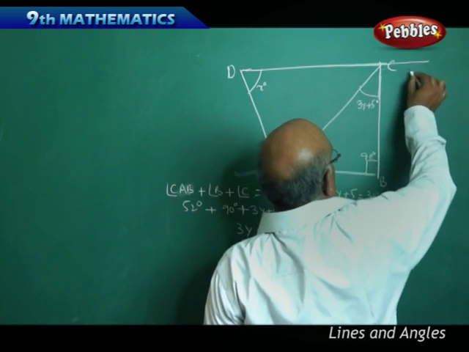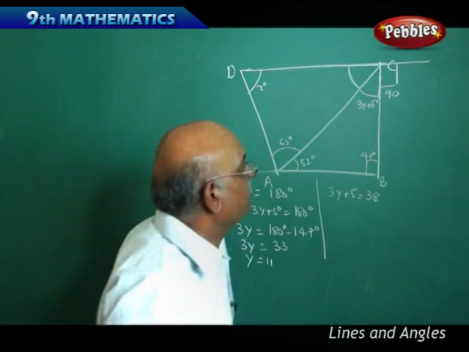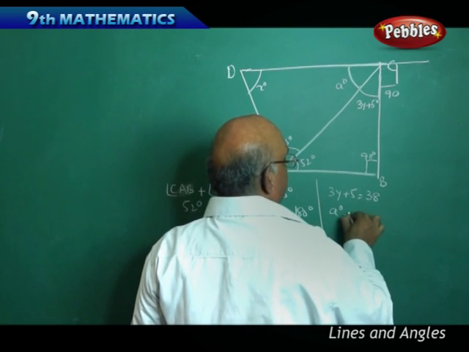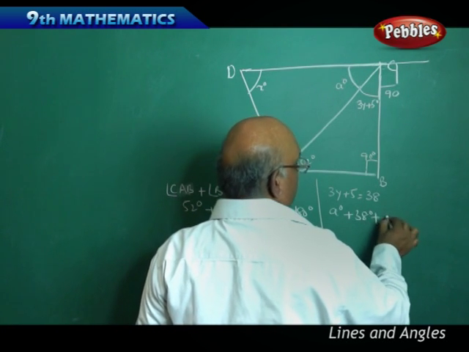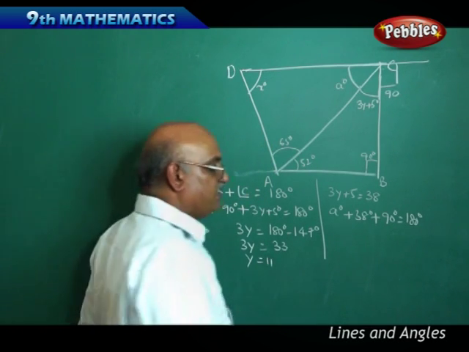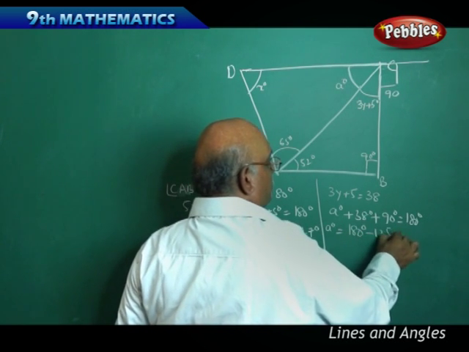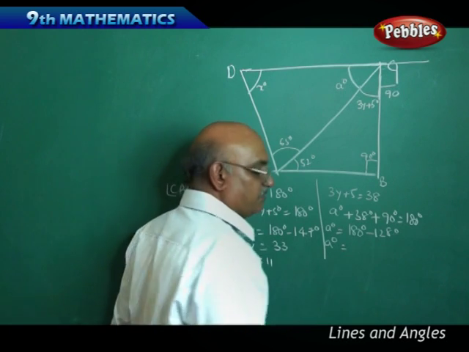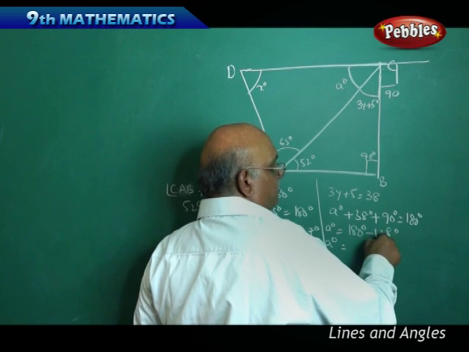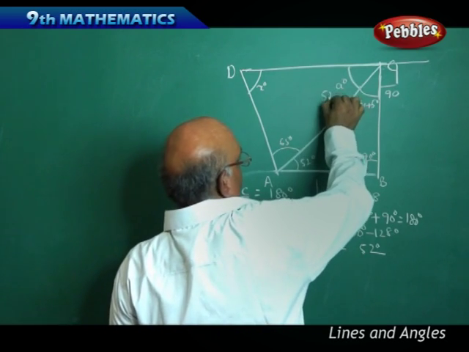Now, if you see carefully, this is 90 degrees. We don't know what this angle is. Therefore, here we are going to get A degrees plus 38 plus 90 degrees is equal to 180 degrees, since it is a straight line. So A degrees is equal to 180 degrees minus 128, which is 52 degrees. Therefore, this angle is equal to 52 degrees.